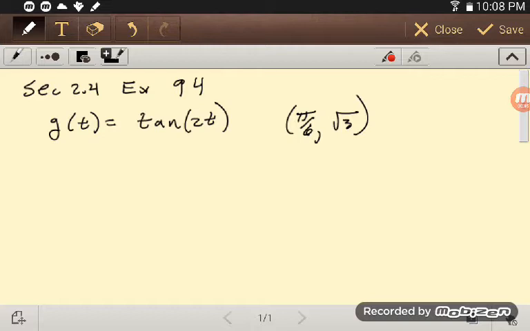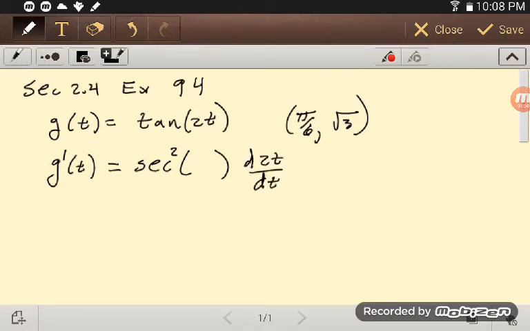Okay, so g prime of t, well, we need to take the derivative of the tangent, right, because we have the tangent of something. Well, the derivative of the tangent is secant squared of that something, and then times the derivative of 2t with respect to t. So there's our 2t. Well, that's just 2, so we get 2 secant squared of 2t.